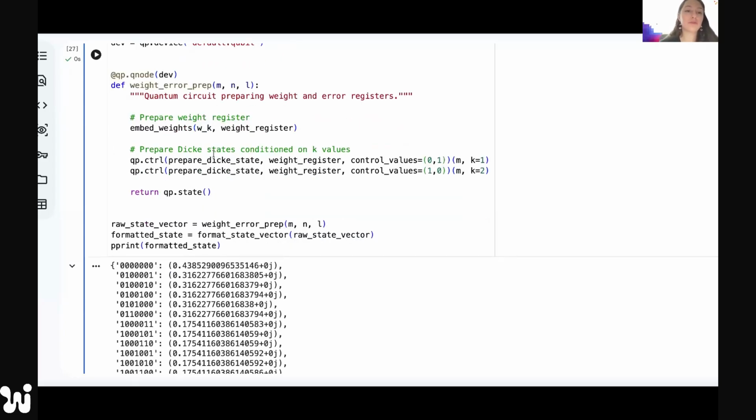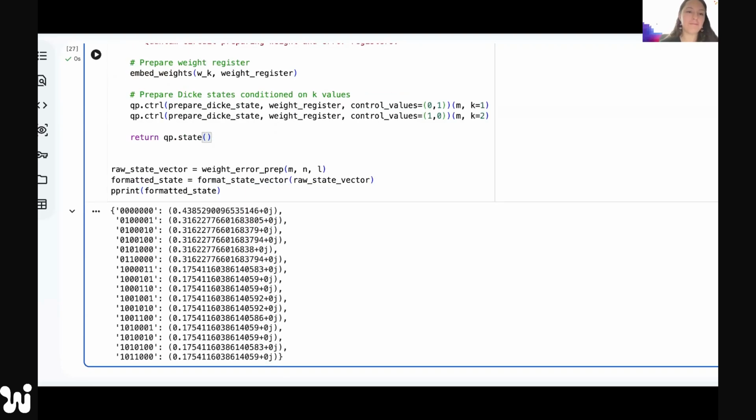Now we can do a controlled preparation of these DQI states. Depending on the value of K, which is the number of ones in my state that I need, I will prepare a certain state that will have certain amplitudes. So at the end, we have some states. Let's say the state 0 has a certain coefficient, and the state 0, 1, 0, 0, and so on, has a different number. Each of them has a different number associated to it.